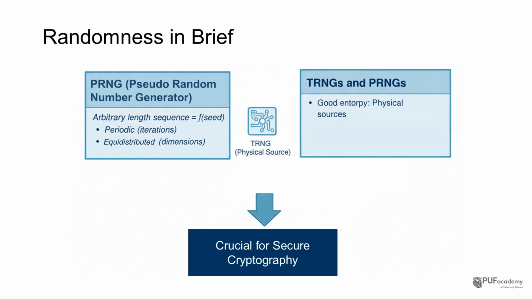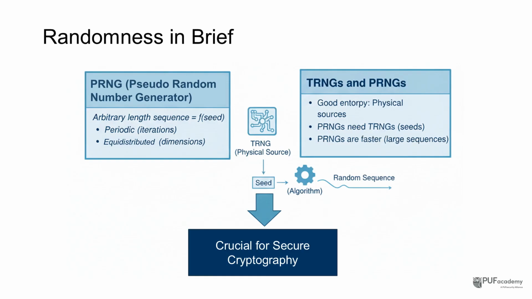Now let's compare them with TRNGs, or true random number generators. Good entropy sources, which is the source of true randomness, are typically physical. They rely on unpredictable real-world phenomena, like atmospheric noise or radioactive decay. This leads to a key relationship. PRNGs need TRNGs to provide their seeds. A pseudo-random sequence can only be as unpredictable as the true random seed it starts with. While PRNGs are not truly random, they have a major advantage. PRNGs are faster in terms of generating large sequences compared to TRNGs, which rely on slow physical processes.